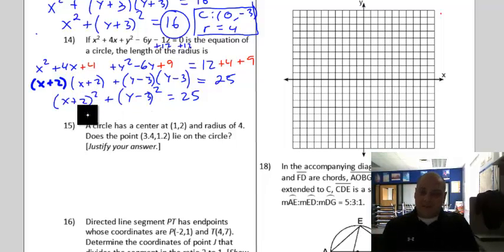So now I just find my center point. My center point is going to be the opposite of that and opposite of that. So negative 2, 3. And then my radius is going to be 5. Don't forget to change those signs there when you find the center and radius.